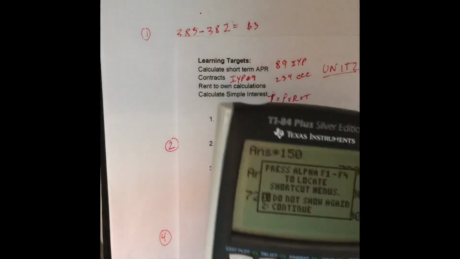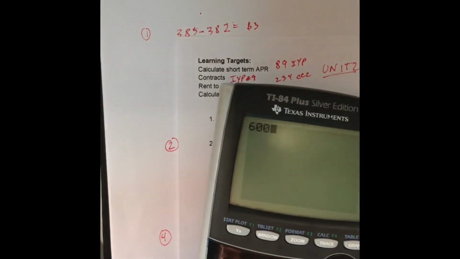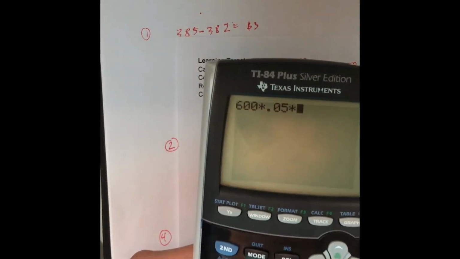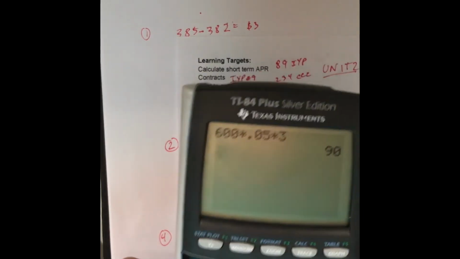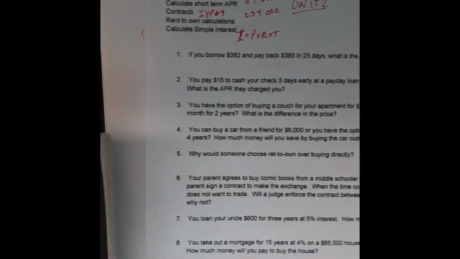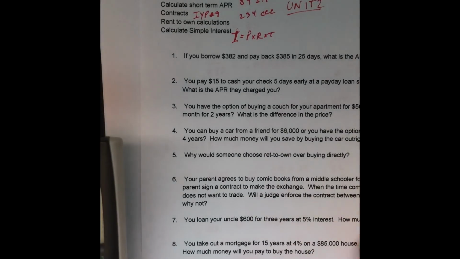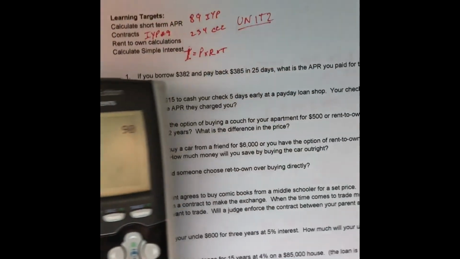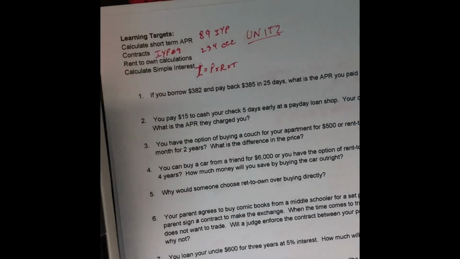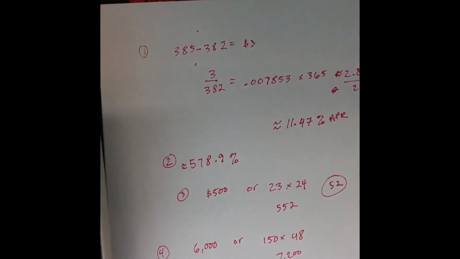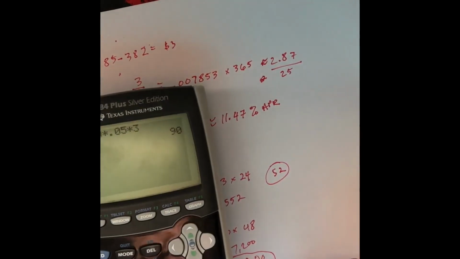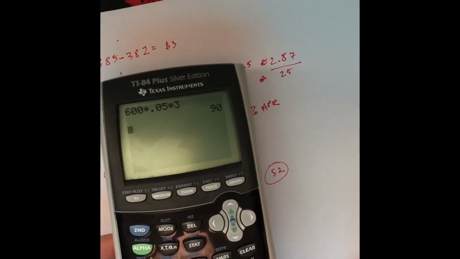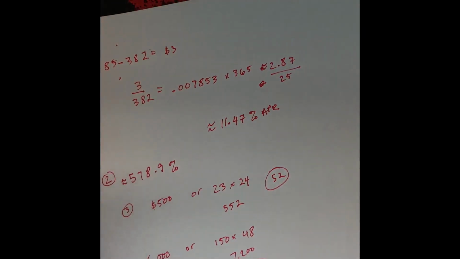So it's 600 times 0.05 times 3 years. That's the interest. It's $90. Question says, how much will you pay your uncle back? It would be $90 plus the principal, right? So it's $600 plus 90, that'd be $690. You pay him back $690.